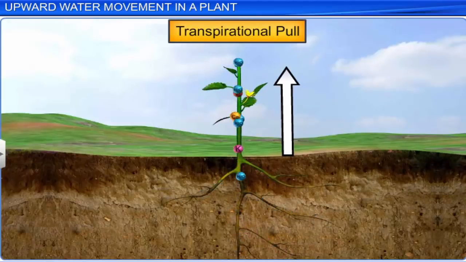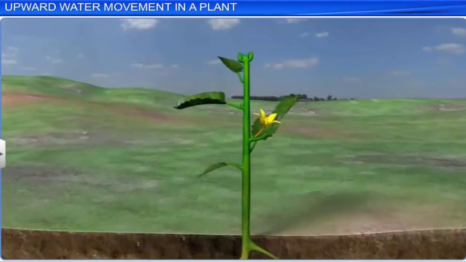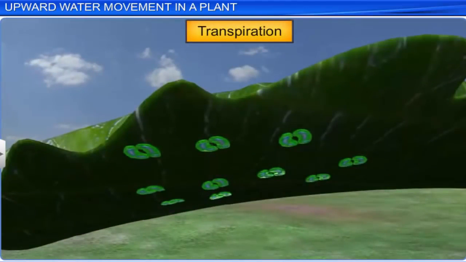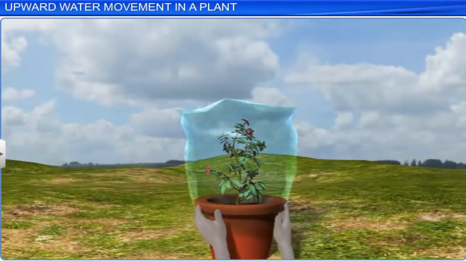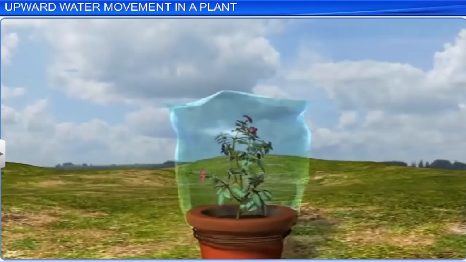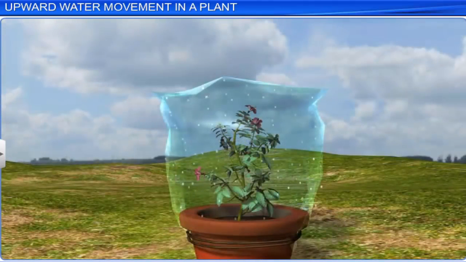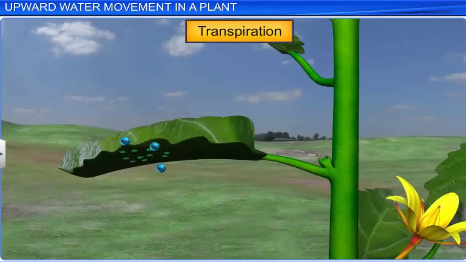The driving force behind this transpirational pull is transpiration from the leaves. Transpiration is the process of water loss through stomata in the leaves. Unlike guttation, where water is lost in liquid form, water is lost as vapor during transpiration. Transpiration can be witnessed by closing a healthy plant inside a polythene bag. You will notice that droplets of water have formed inside the bag. These water droplets are caused by the loss of water from leaf stomata by transpiration.